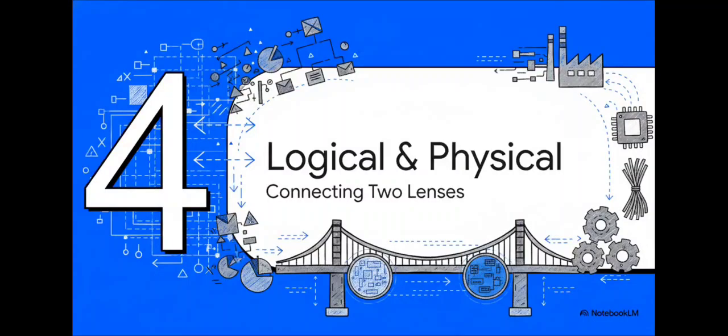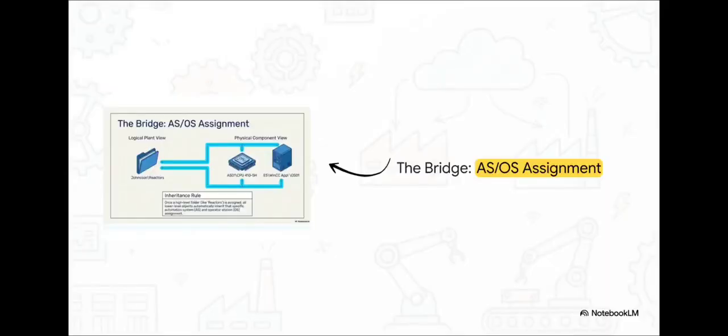Moving to Section 4, Bridging Logical and Physical, Connecting the Two Lenses. So, we've got our perfect logical blueprint, and we've got our physical hardware. How do we actually bridge them together? It all comes down to the AS/OS assignment. AS is your automation system. Think of that as the controller. OS is the operator station. That's the screen. To link them, we use the inheritance rule.